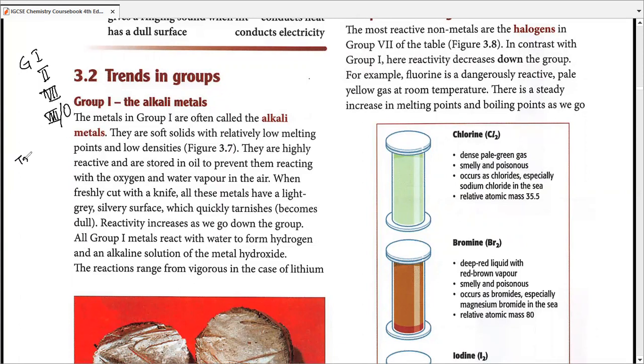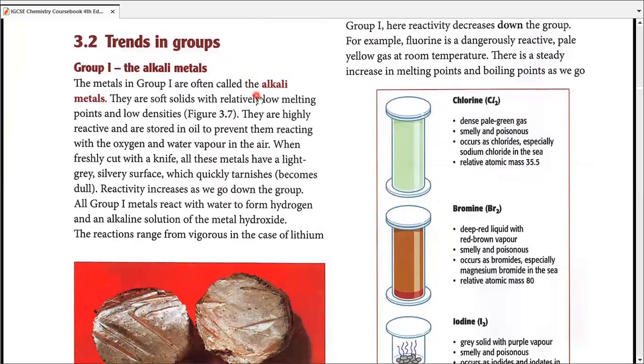And as a whole, we're going to discuss transition elements, which are the center of the periodic table. It's not just one group or one period. We're going to discuss the whole center of the periodic table as transition elements. So that's what we are about to do in parts of 3.2 and some parts of 3.3 included. To begin with, group 1. Group 1 are known as the alkali metals.